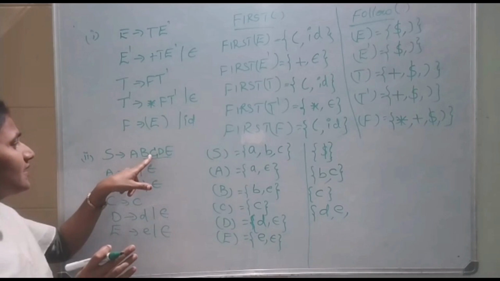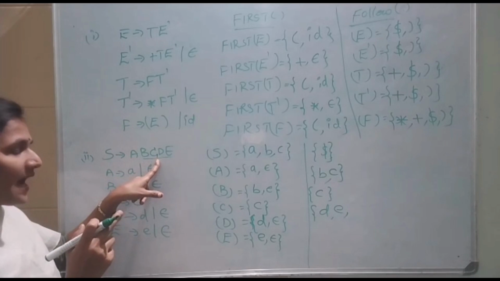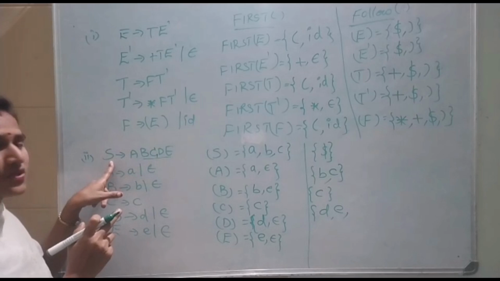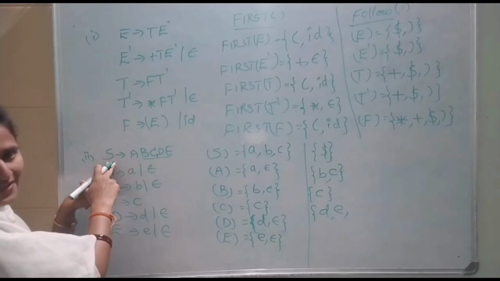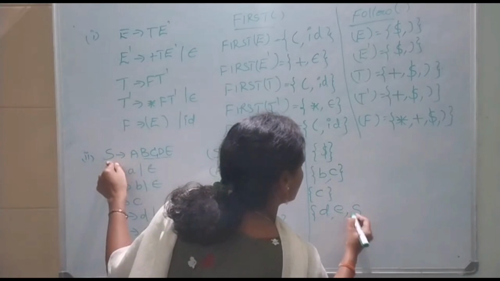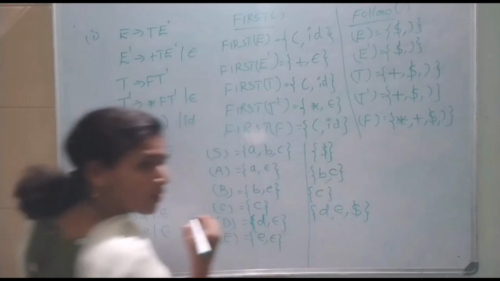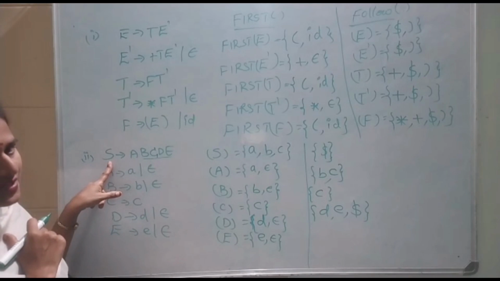Then C is the last symbol in the production, which defines that follow of C equals follow of S. What is follow of S here? We got dollar. This is very, very important: follow of C equals follow of S.